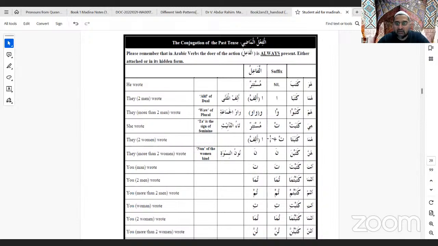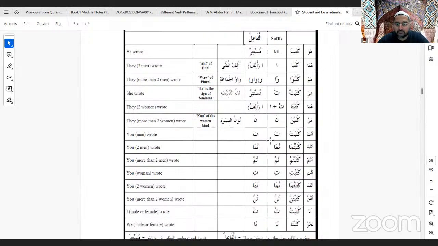Katabata, the alif is the sign of dual feminine, with the ta, the sign of feminine. Katabna, this noon with the fatha is the sign of plural feminine. Then ta, you, one person. Tuma, you two males. Tum, you all males. Ti, you one female. Tuma, you two females. Tunna, you all females. Ta is for I and na is for us.